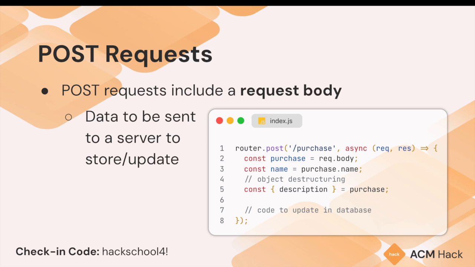Here we are passing in the path /purchase. We take purchase from the body, and then we read in for a name property. Then from that purchase, we also take in a description, and we'll probably do something with it and output it as JSON.